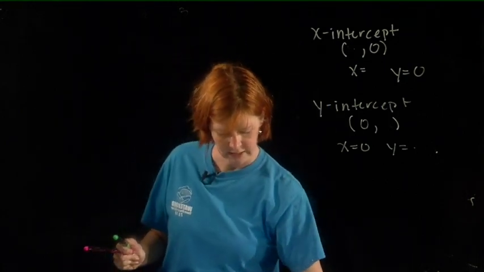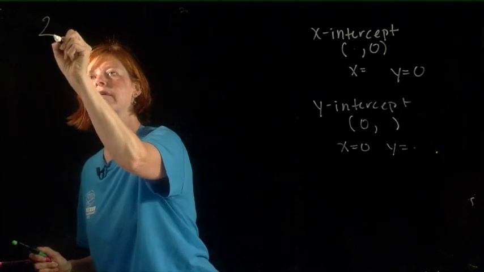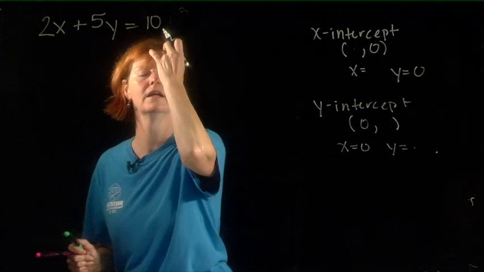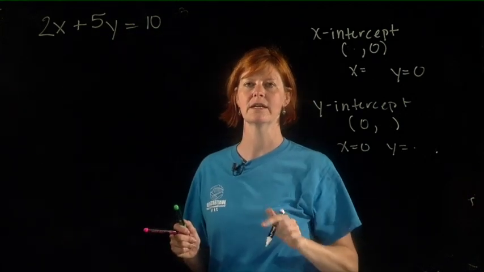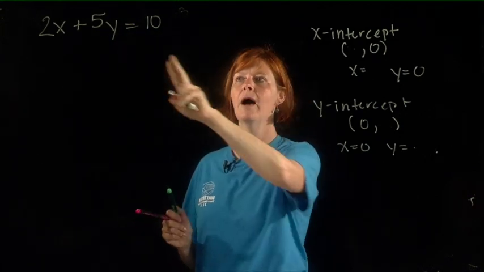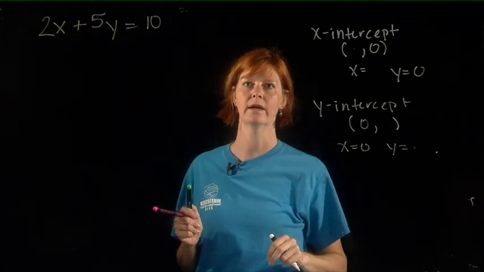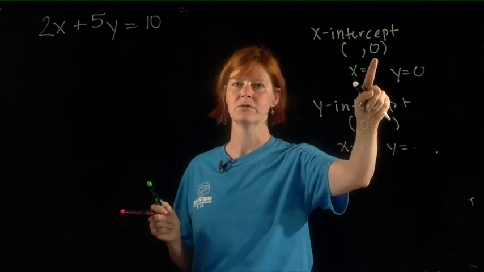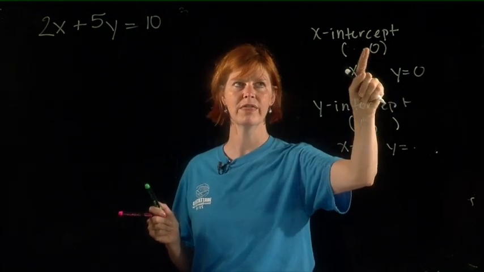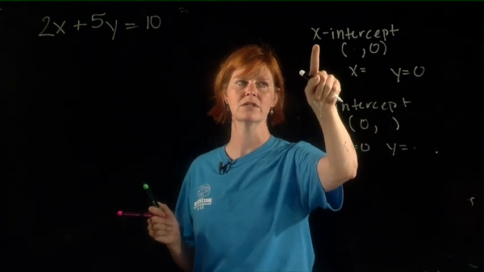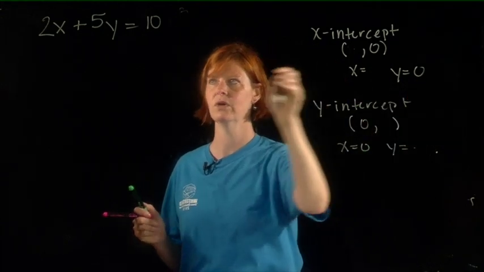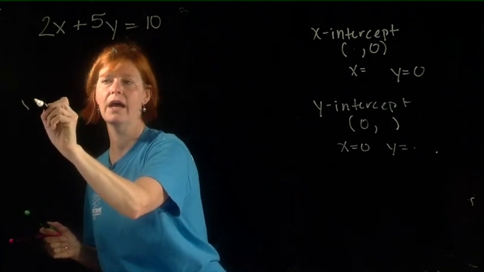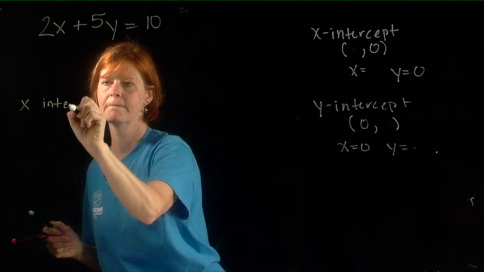So let's look at 2x plus 5y equals 10. Now we know that's a linear equation because it has an x and a y, and the power on these variables is just 1. So that tells us it's a line. Now the x-intercept, don't graph it. I don't want you to do it from the graph. I want you to do it with this knowledge right here. The x-intercept has a y value of 0. So this must be 0 for the x-intercept.